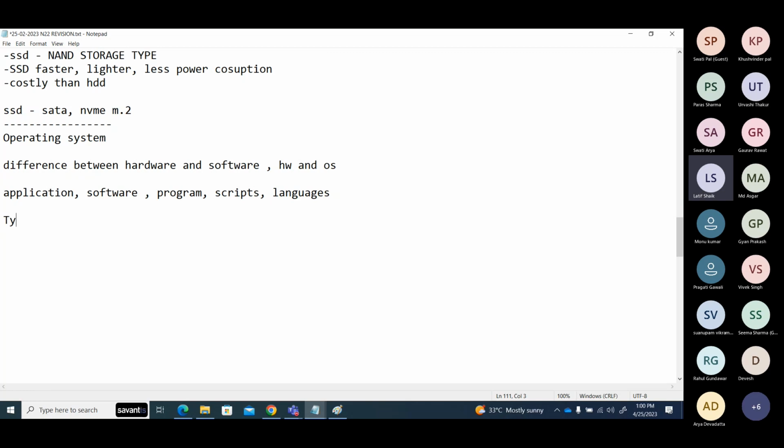Types of operating systems. If possible, try the types of OSs: single user single task operating system, single user multitask operating system, multi-user multitask operating system, real-time operating system, mobile phone operating system. Just go for that. Also a few basic differences between Windows and Linux, and Windows and Mac, very basic level differences.